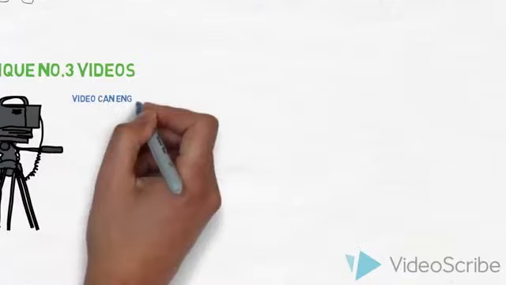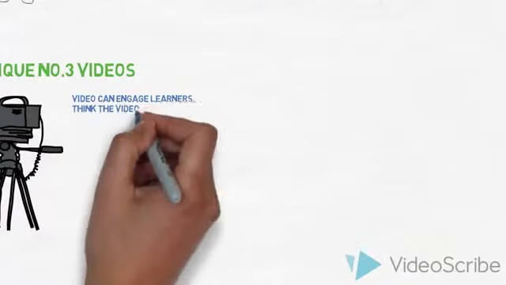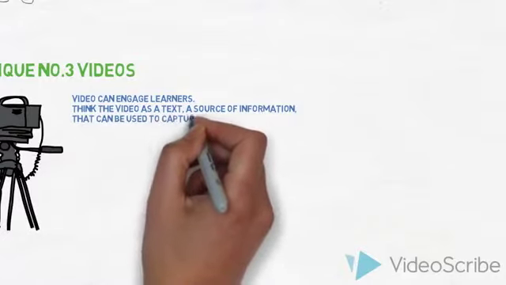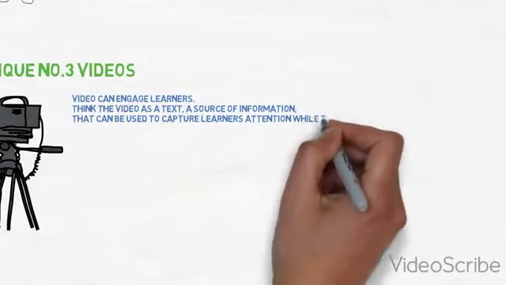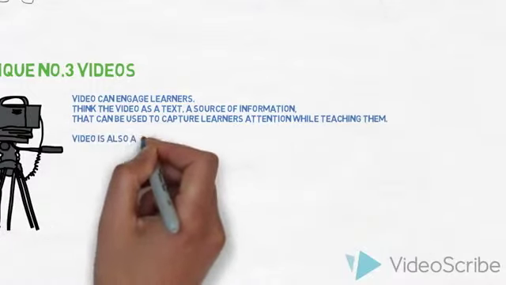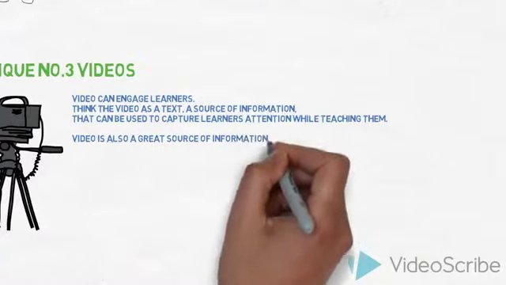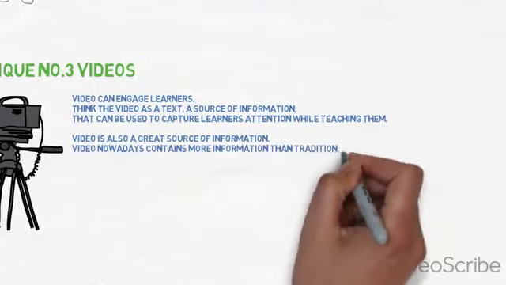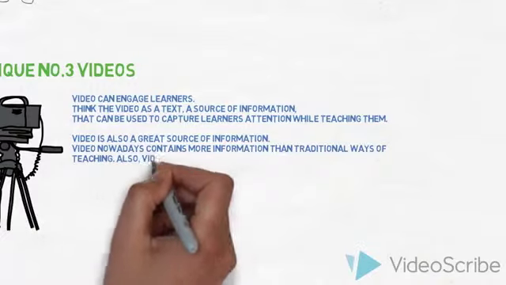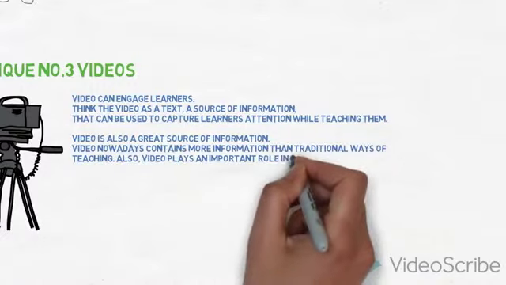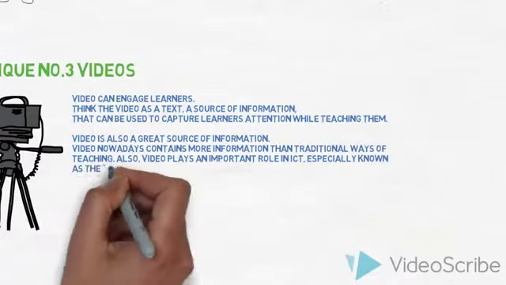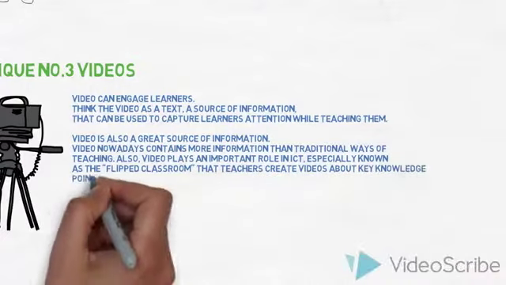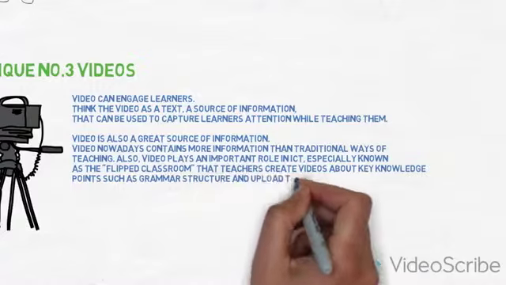Video can engage learners. Think of the video as a text or source of information that can be used to capture learners' attention while teaching them. Video is also a great source of information. Video nowadays contains more information than traditional ways of teaching. Also, video plays an important role in ICT, especially in what is known as a flipped classroom, where teachers create videos about key knowledge points, such as grammar structures, and upload them to the school LMS. Then students can watch before the class.